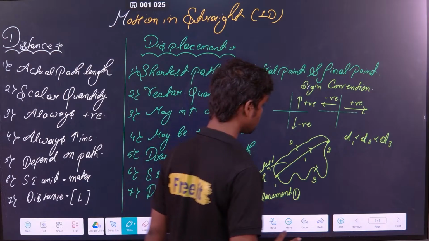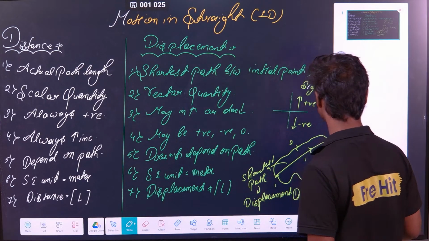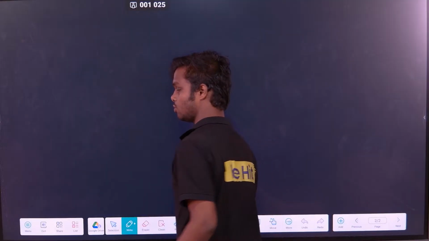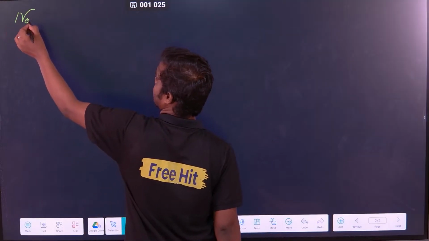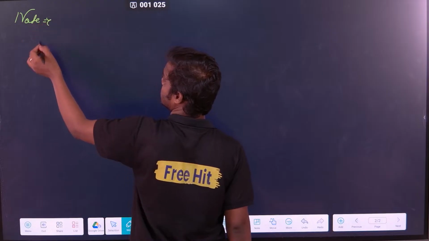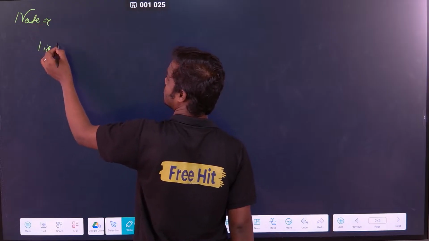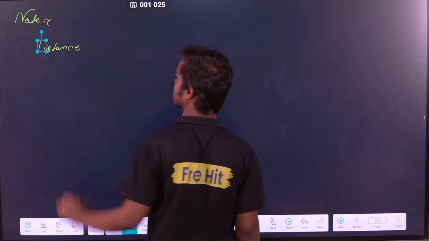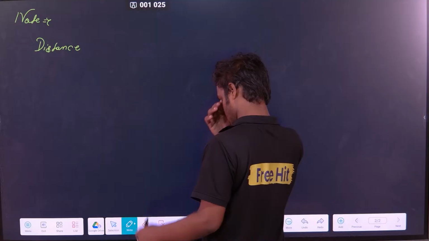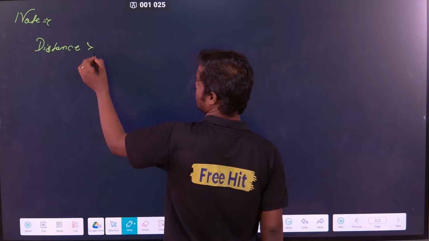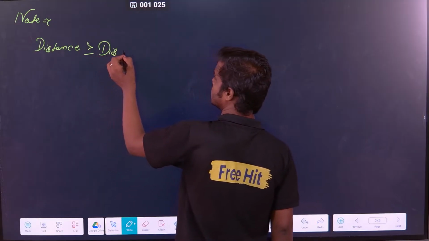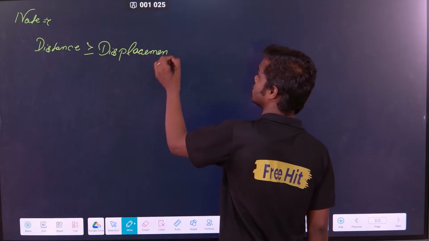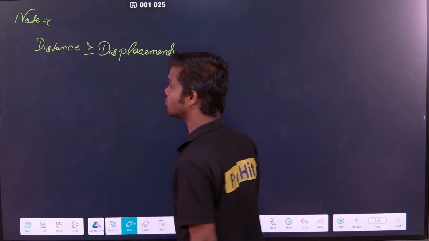Okay, clear? Any doubt? Okay, next thing, a very important note. Remember, distance is always greater than or equal to displacement. Okay, distance is always either greater than or equal to displacement.